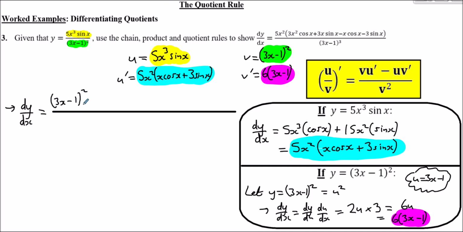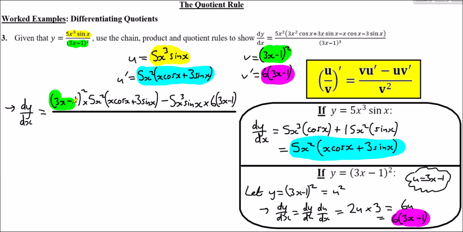And then that's going to be multiplied by u dashed, which is 5x squared, brackets x cos x plus 3 sine x, minus what u is, so u is 5x cubed sine x, multiplied by v dashed, which is 6 times 3x minus 1. So it's colour coding it just for the hell of it really, because I like a bit of colour.